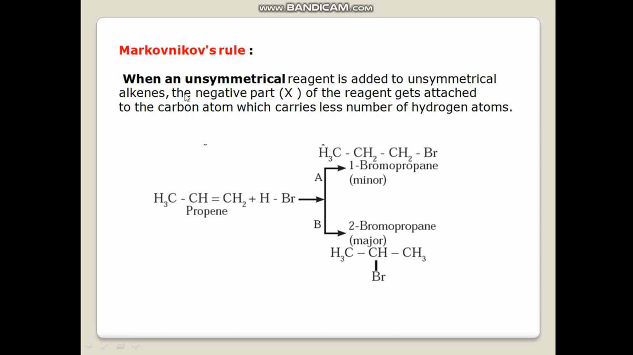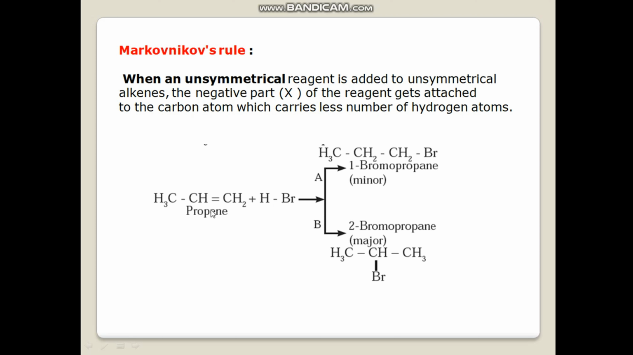When an unsymmetrical reagent is added to an unsymmetrical alkene, the negative part of the reagent gets attached to the carbon atom which carries less number of hydrogen atoms. See the example. It's an unsymmetrical alkene, propene, 1-propene, plus HBr. It's a reagent. The negative part of the reagent, Br minus, gets attached to that carbon atom which has less number of hydrogen atoms.